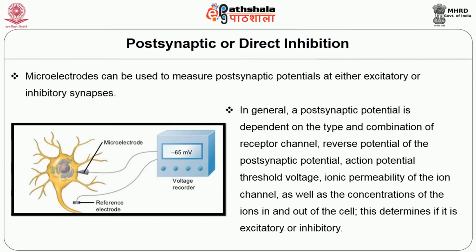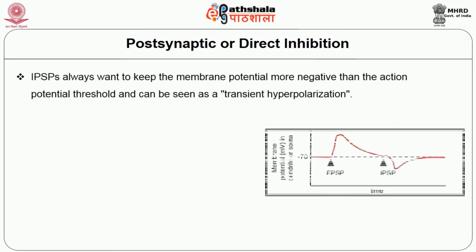In general, a postsynaptic potential is dependent on the type and combination of receptor channel, reverse potential of the postsynaptic potential, action potential threshold voltage, ionic permeability of the ion channel, as well as the concentration of the ions in and out of the cell. This determines if it is excitatory or inhibitory. The iPSPs always want to keep the membrane potential more negative than the action potential threshold and can be seen as transient hyperpolarization.